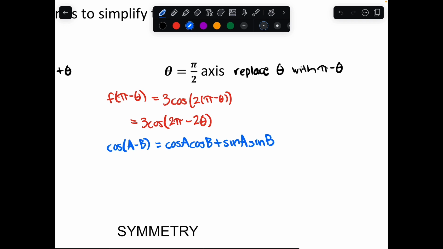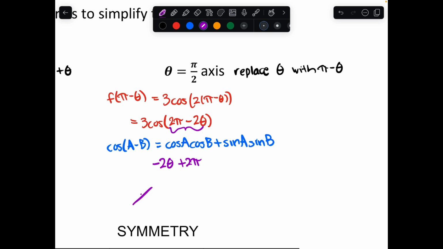But we can use the same logic that we just used to get around having to use this. This 2 pi minus 2 theta, I can rewrite this as negative 2 theta plus 2 pi. So just like the last one, I'm going to be dealing with an angle, and then I'm going to add 2 pi to it.